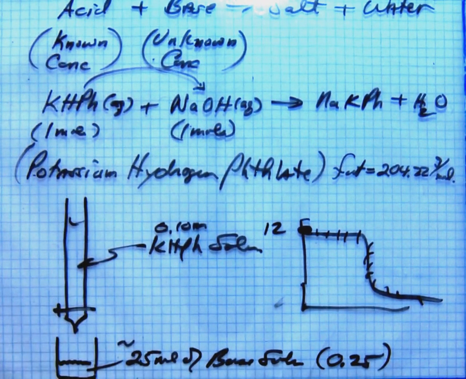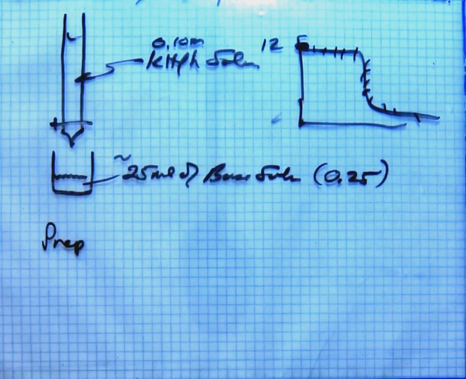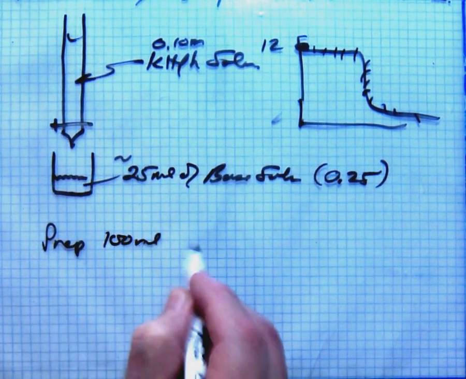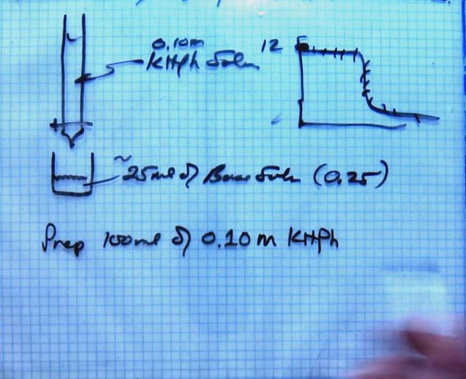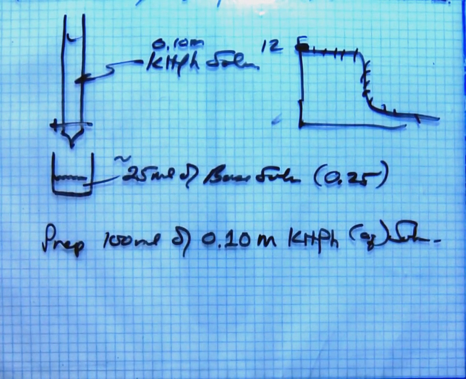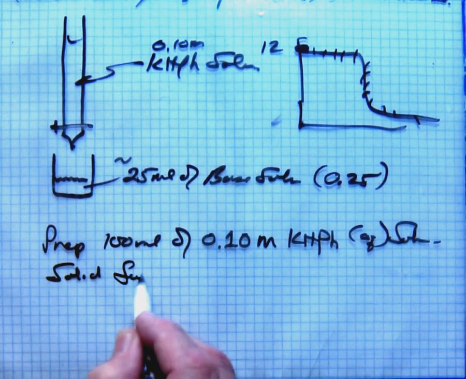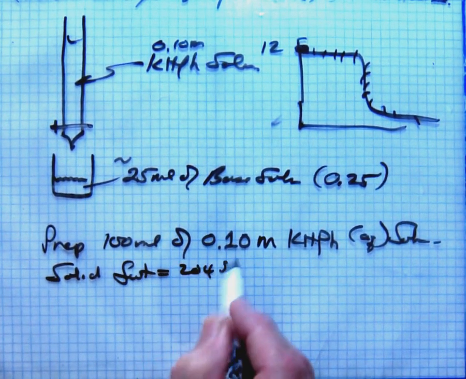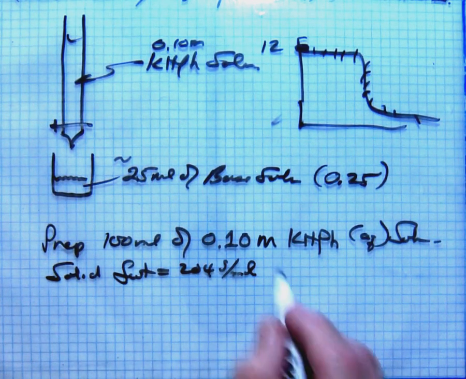So we've got this set up. I need to prep my KHP solution. Okay, prep 100 milliliters of 0.10 molar KHP aqueous solution. It's a solid. Formula weight equals 204 grams per mole. It comes as a pure 100%. Purity factor is 100%.